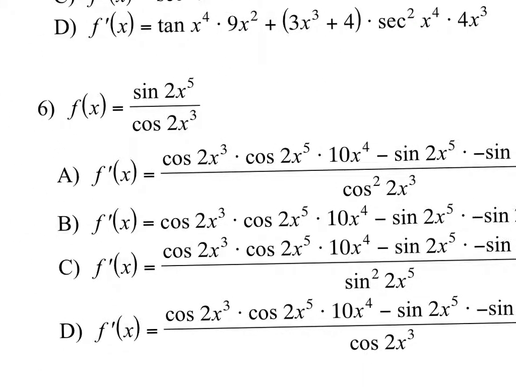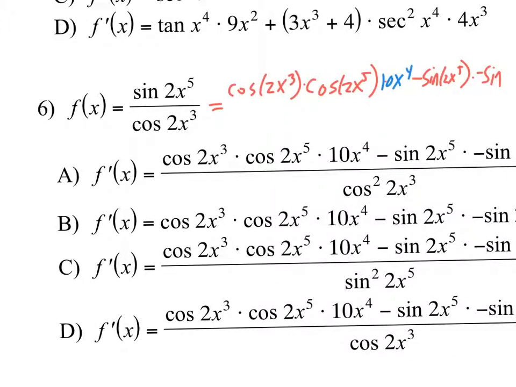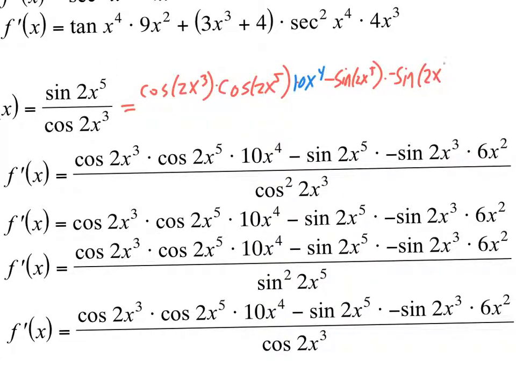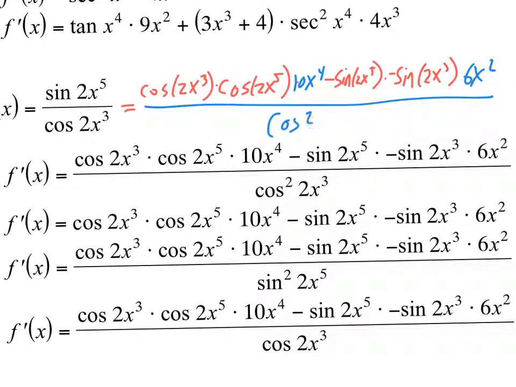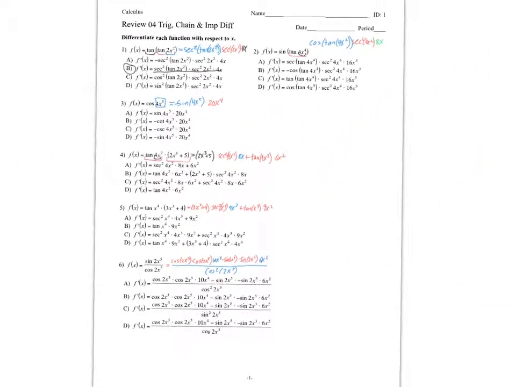For number 6, we got a quotient rule going on, so that's going to be the bottom, cosine of 2x to the 3rd, times the derivative of the top, cosine of 2x to the 5th times 10x to the 4th, that's a chain rule, minus the top, sine of 2x to the 5th, times the derivative of the bottom, negative sine of 2x to the 3rd times 6x squared, and that's all over the bottom squared, so cosine squared of 2x to the 3rd. Fun. First page done.